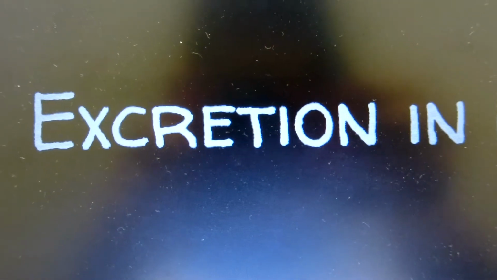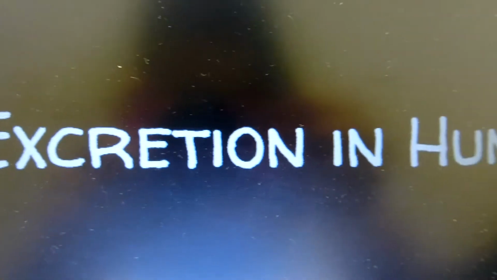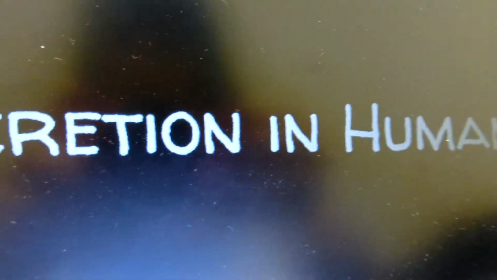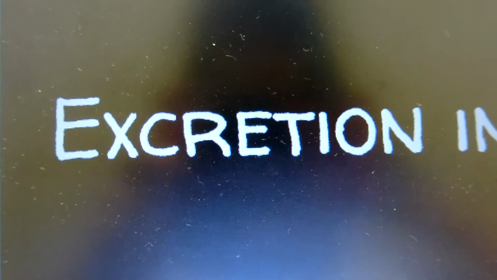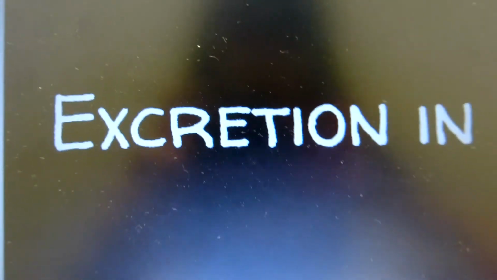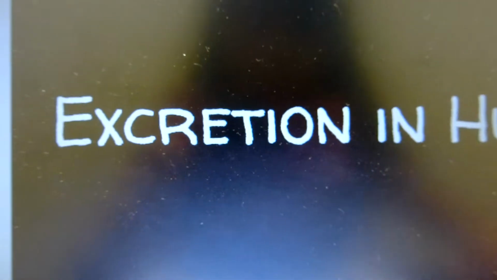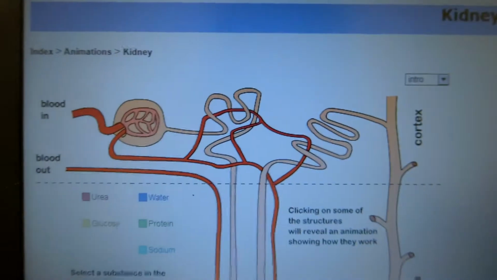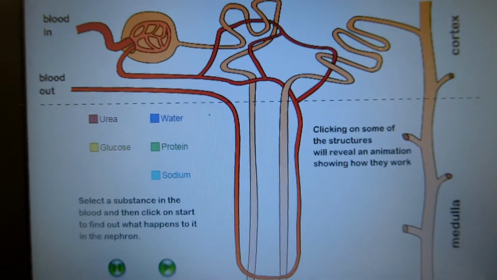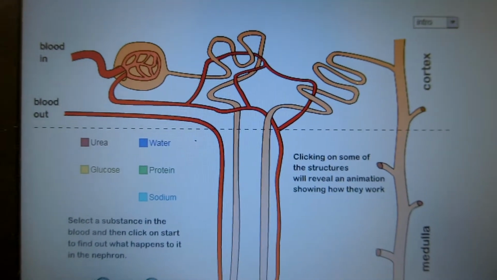Okay, hi guys, so today we are going to do a recap on excretion in humans. This video will focus on the processes in which urine is being produced, in aid of this process called excretion. When we talk about excretion, we always have to look at this particular organ. This is actually a part of the kidney.